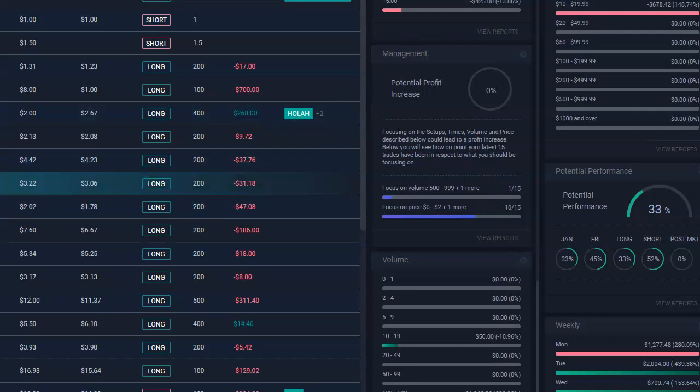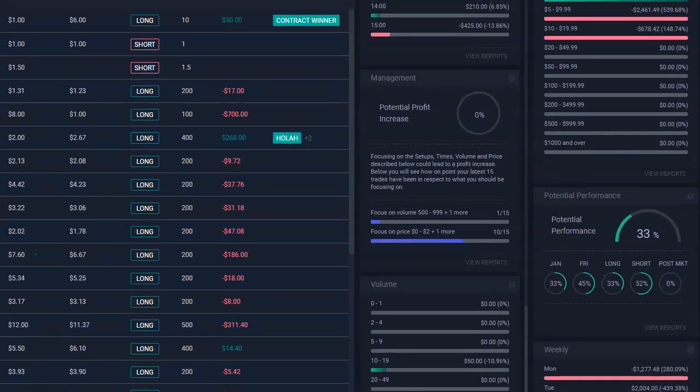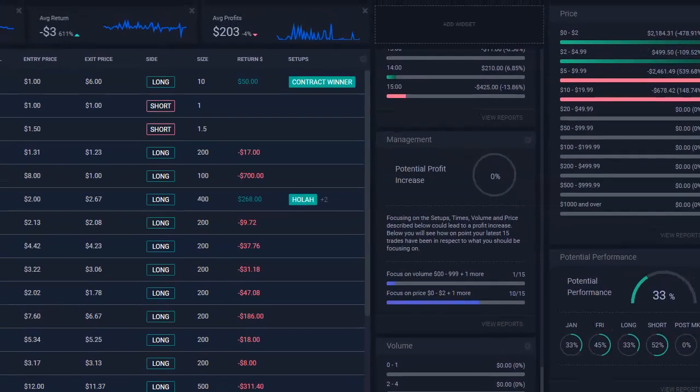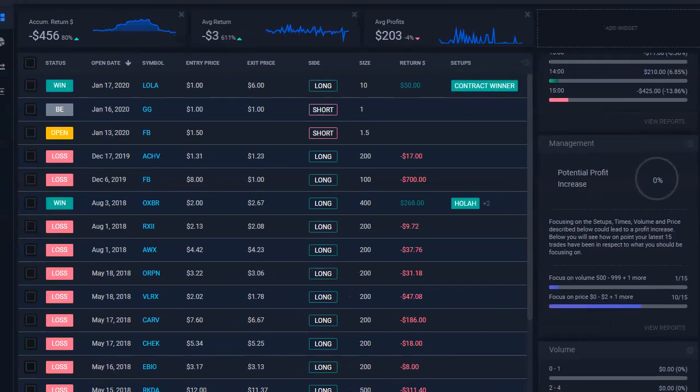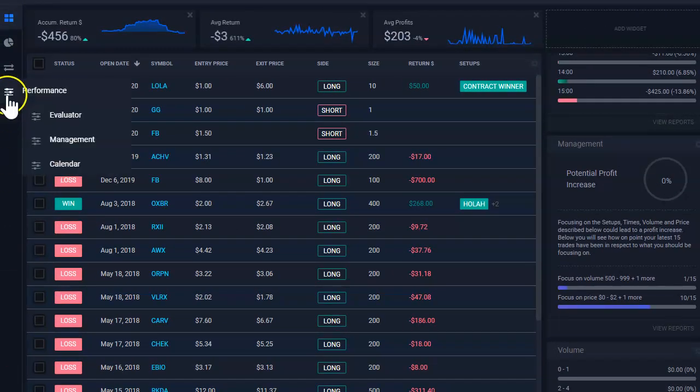Okay, so that's trade management. Trade management is still, we're still tweaking this. So if you think you see an improvement, please let us know.